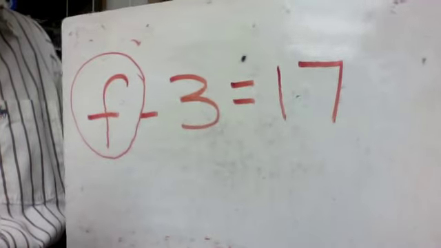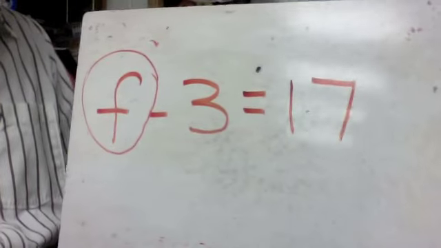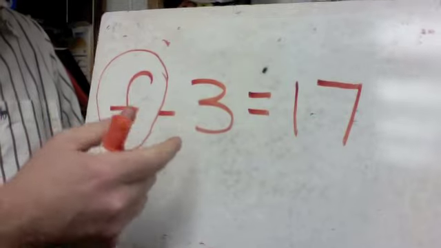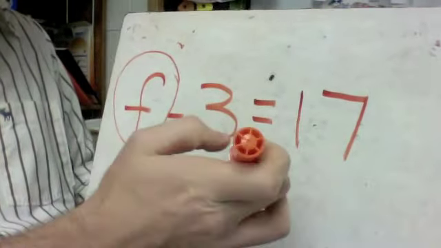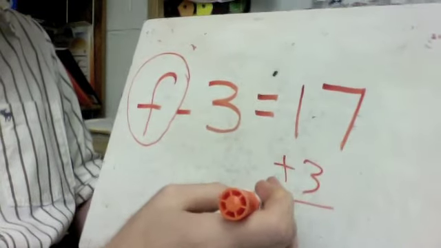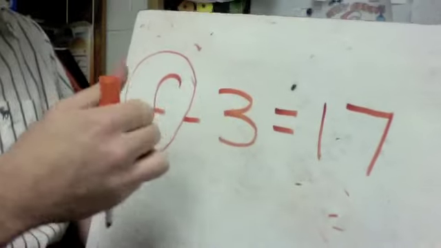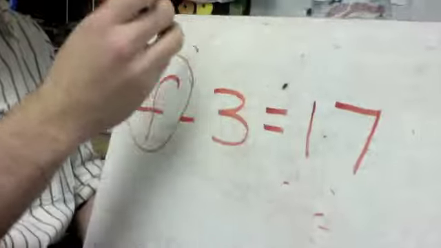Probably the easiest thing is working with the inverse operations that we've talked about before. We know that this is subtract 3. Inverse operation would be add 3. So if I add 3 to this side right here, I'm going to get 20. Now if we try that number in for our f, again 20 minus 3 is 17, so we know that that works.